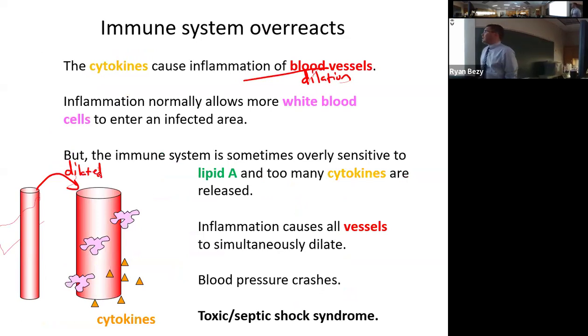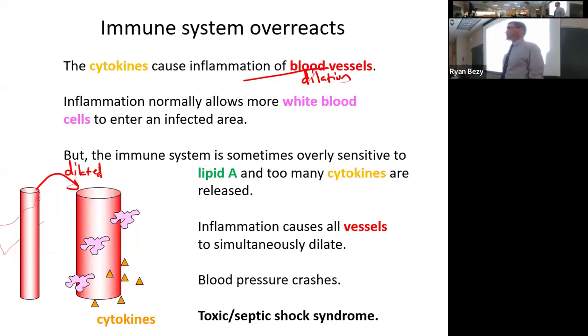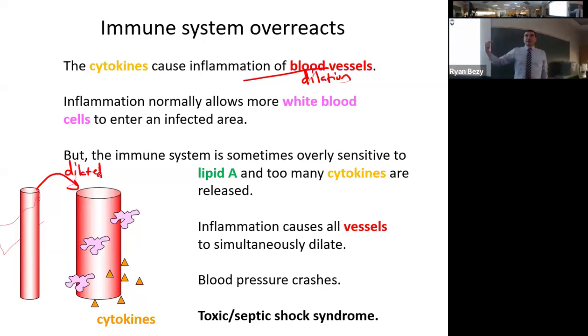Normally, that is a good thing. Inflammation normally allows more white blood cells to enter an infected area. It's a bad thing when you have a bloodborne infection. Because if you have a bloodborne infection, is there a localized area or is there a systemic area? Systemic, widespread. And if you have a lot of white blood cells making cytokines here and here and here, all throughout your body in different parts of your circulatory system, what happens across your entire circulatory system?